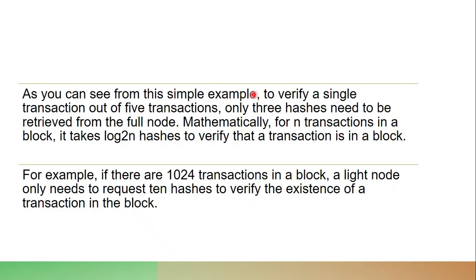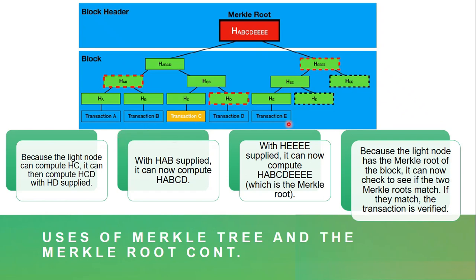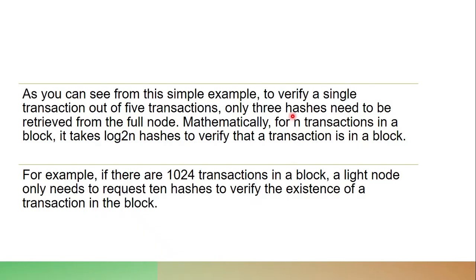So, as you can see from the simple example, to verify a single transaction out of 5 transactions, A, B, C, D, and E, from the previous example, how many hashes do we require? We require 3 hashes, which will be retrieved from the full node. Mathematically, for n transactions in a block, we require log base 2 of n hashes to verify that a transaction is in a block. For example, if there are 1024 transactions in a block, a light node only needs to request 10 hashes to verify the existence of a transaction in a block. So this is really very awesome, right?